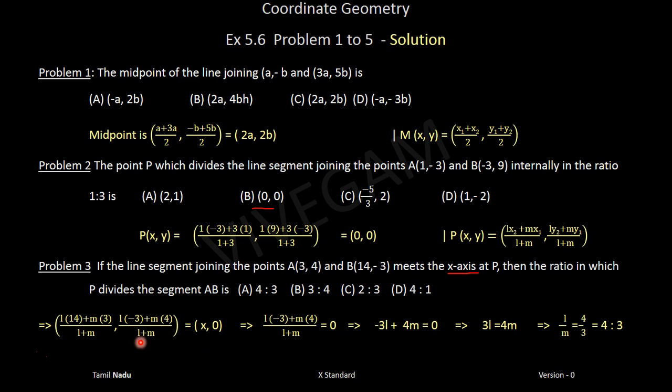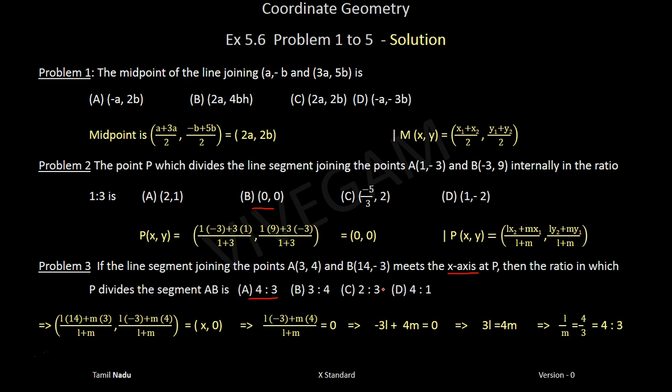This is the y coordinate of point P as per the section formula, but that is equal to 0 because it is on the x-axis. So equate this. Minus 3L plus 4M by L plus M equals 0. Cross multiplying, minus 3L plus 4M equals 0, or 3L equals 4M, or L by M equals 4 by 3, or L is to M is 4:3. Got it? The answer is 4:3, that is basically option A.